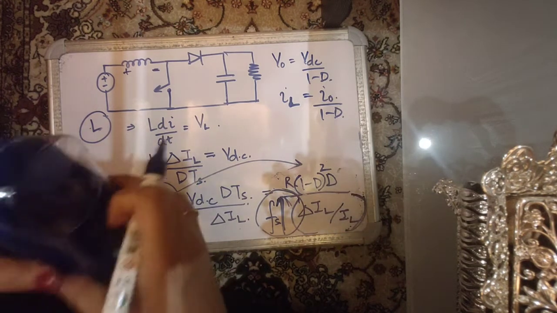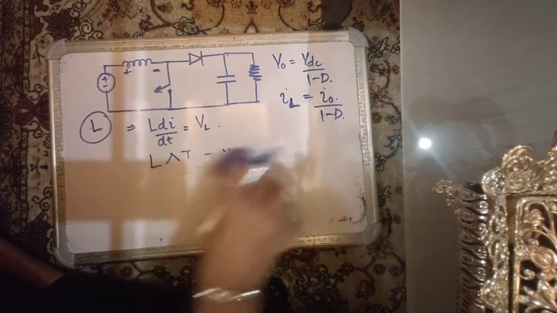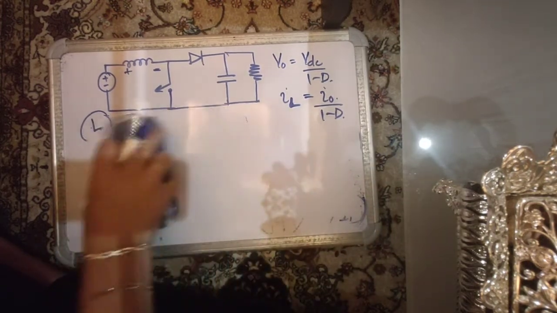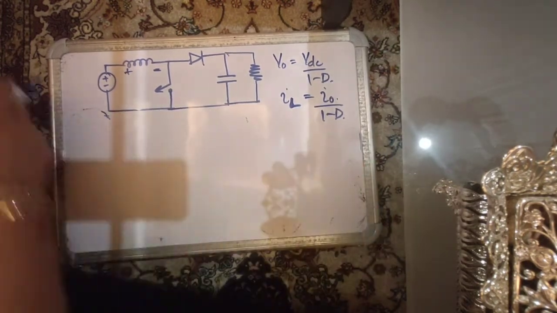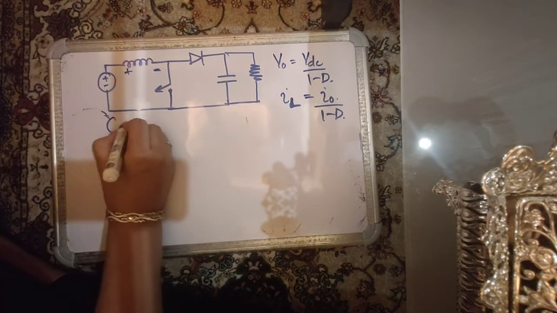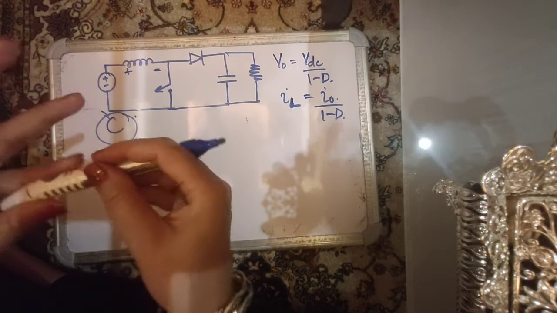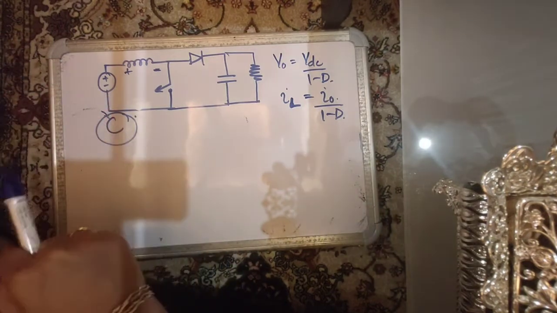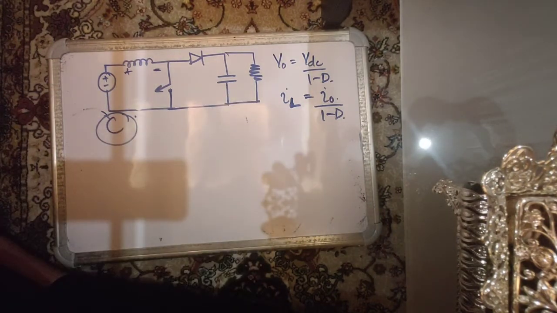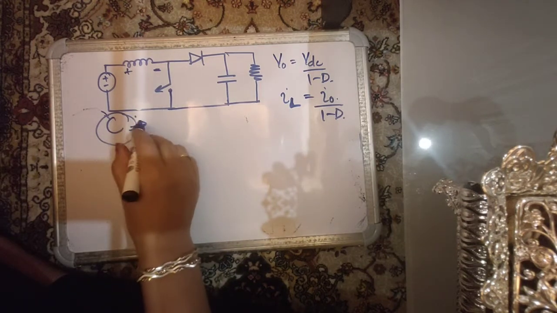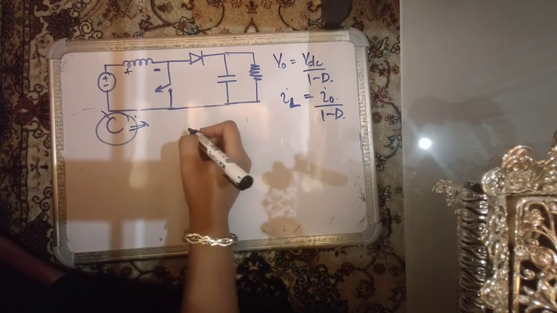This was about L. Now let's move to C and we'll wrap up this lecture. So this is about design of capacitance. Obviously capacitance will affect the ripple in load voltage. If you saw the design of L, it was affecting only the ripple in load current, the inductor current ripple. Now let's see the design of C.